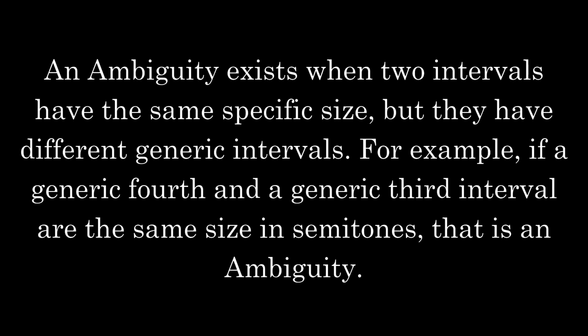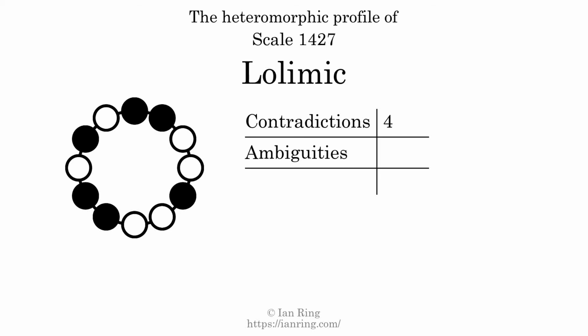An ambiguity exists when 2 intervals have the same specific size, but they have different generic intervals. For example, if a generic fourth and a generic third interval are the same size in semitones, that is an ambiguity. The number of ambiguities in this scale is 13.